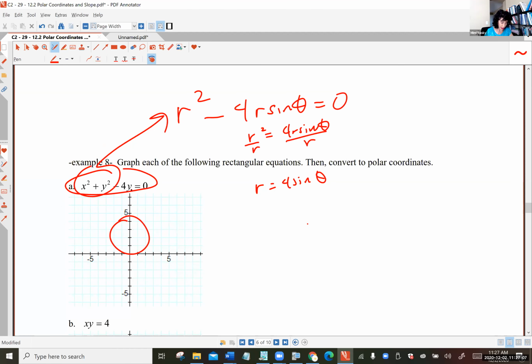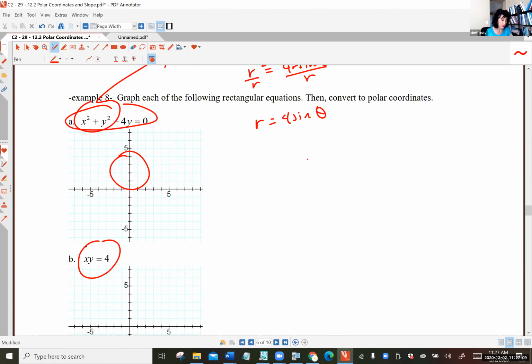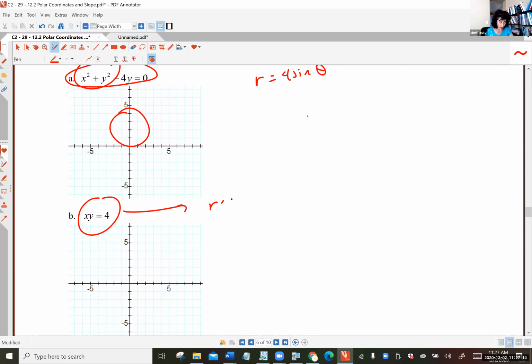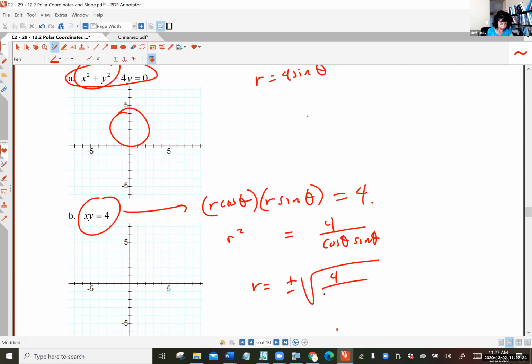And then how about xy equals 4? How would you convert that to polar? Well, again, by brute force, you replace x with r cos theta, you replace y with r sine theta, and you're pretty much done. Although typically they like you to solve it for r. So the way you could do this is you would divide both sides by cos theta sine theta, and then you would take the square root of both sides, and you would get plus or minus square root of 4 over cos theta sine theta.